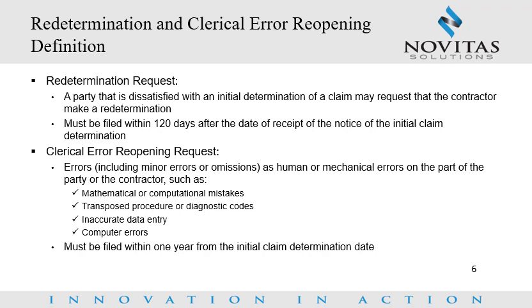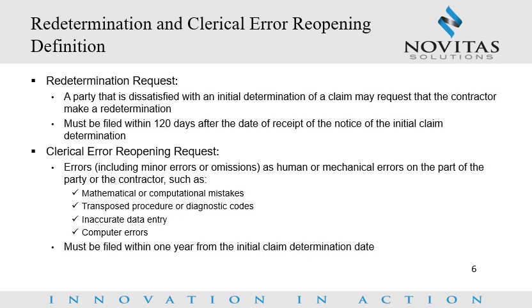A redetermination is a new and independent review of a claim if the party is dissatisfied with the initial claim determination. The redetermination is the first level of appeal that is processed by the Medicare administrative contractor. Please keep in mind all requests for a redetermination must be submitted within 120 days after the date of the receipt of the notice of the initial claim determination.